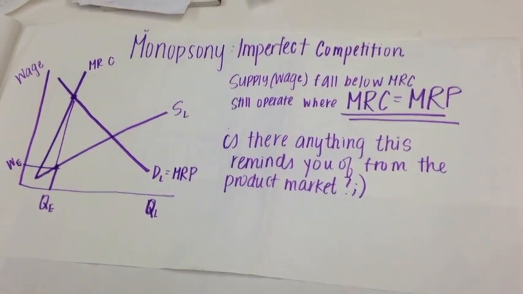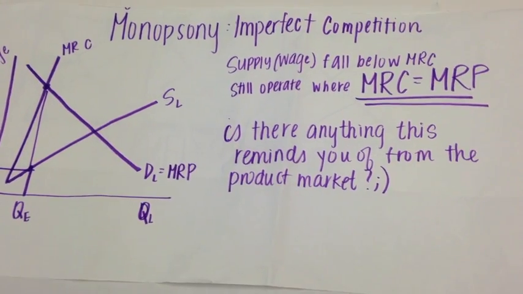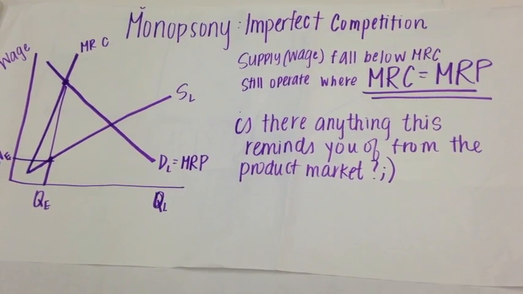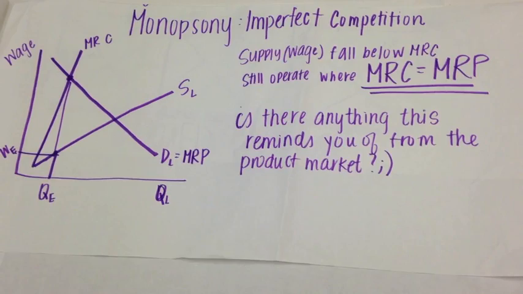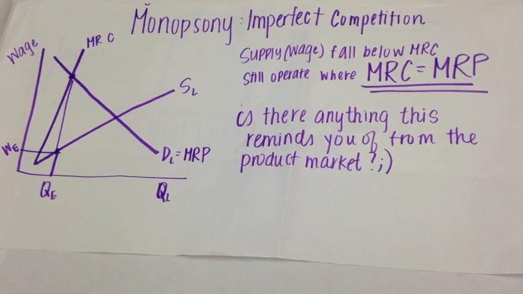Good, good. Okay. Alright, so next we're going to talk about a monopsony, which is what occurs in imperfect competition in the factor market. So an example of this would be in a small town, there's one big company, and they're the ones that are pretty much hiring a majority of the workers in that town.